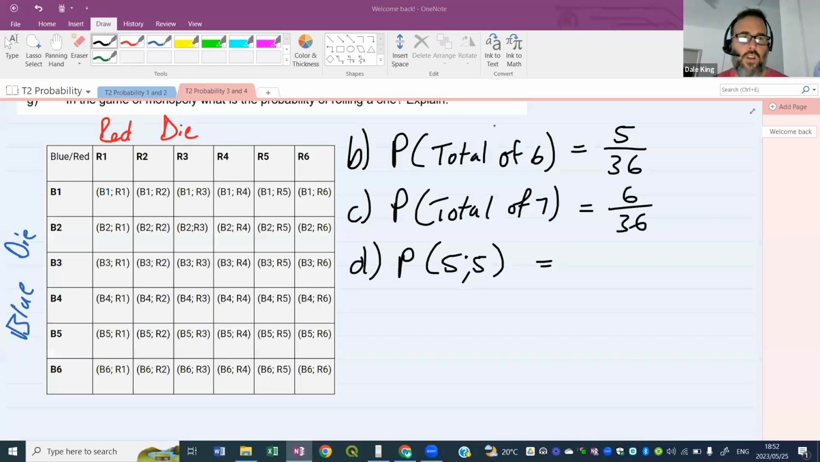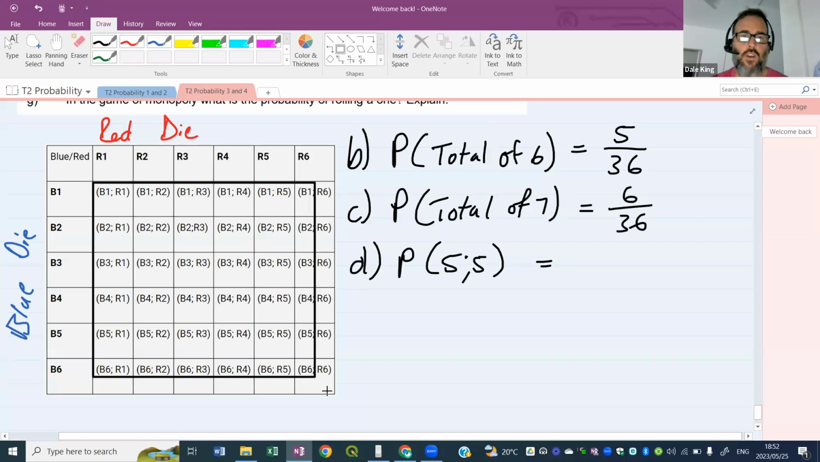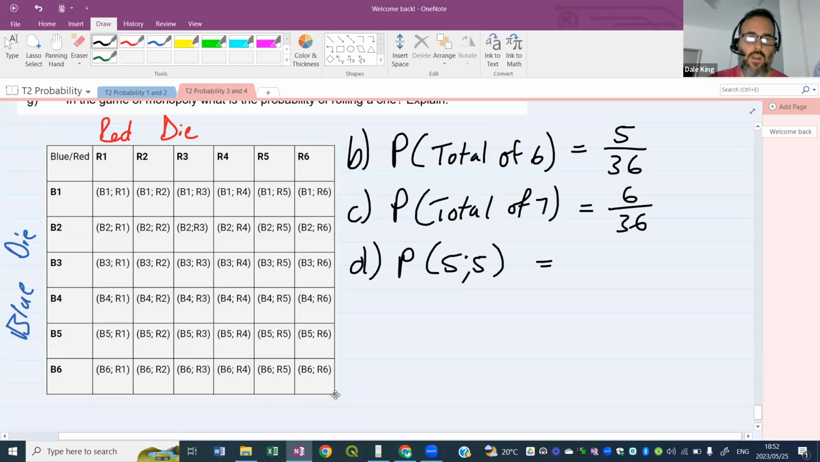There are a total of 36 possible combinations. What's the probability of getting a 5 and a 5? Yes, everybody should be putting in chat. Chat should be filled with that answer. You only see it once. There it is. Sorry, 5 and 5. So you only see that once out of 36.